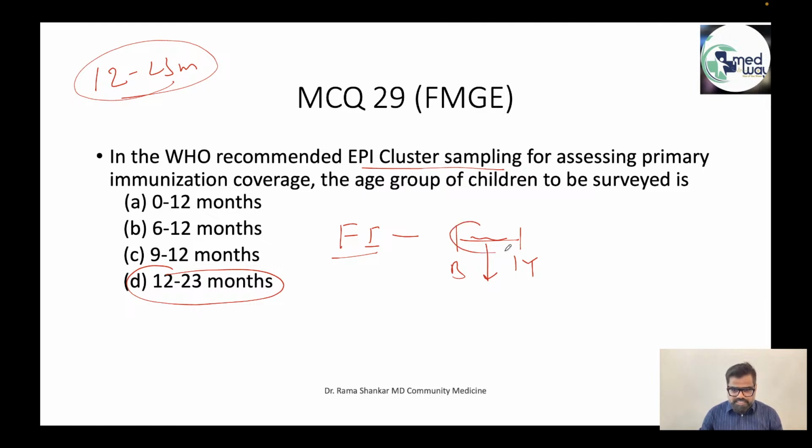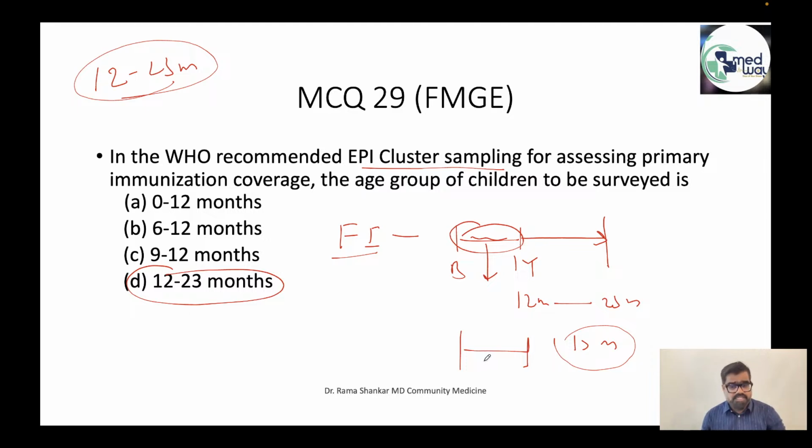So for assessing this action, you need to select a child from 12 months to 23 months. You pick randomly, for example, a 15-month-old child, and you ask the mother, did your child receive all the vaccines between birth till 1 year? If the child has received all the vaccines, it is fully immunized. If the child has not received all the vaccines, it is partially immunized.